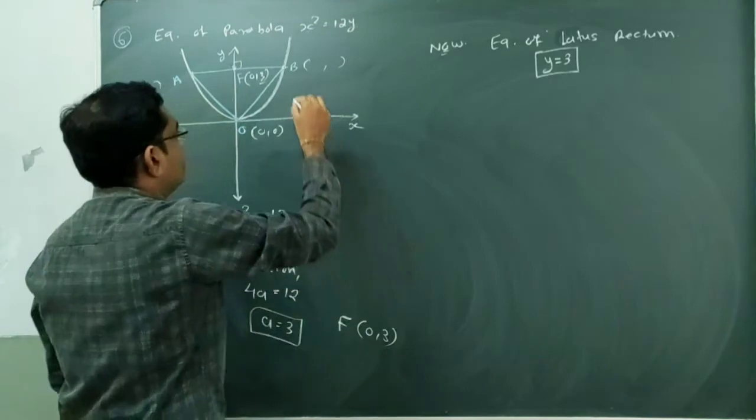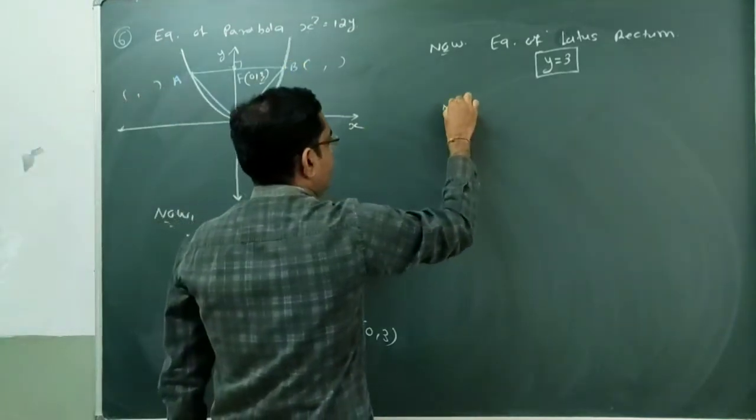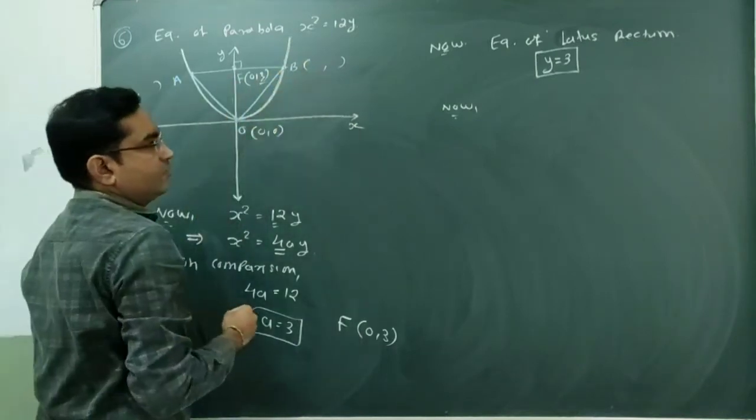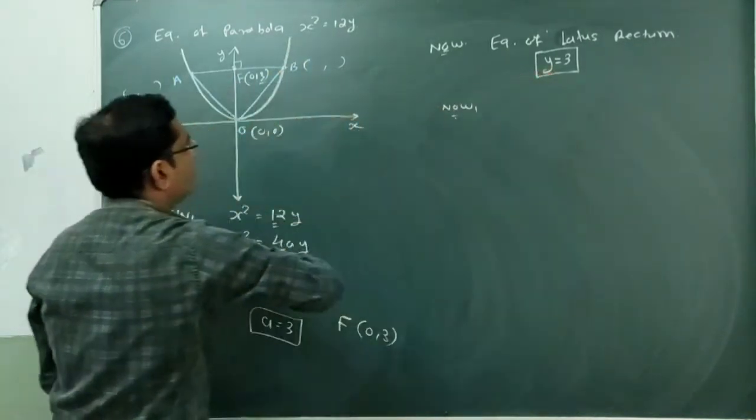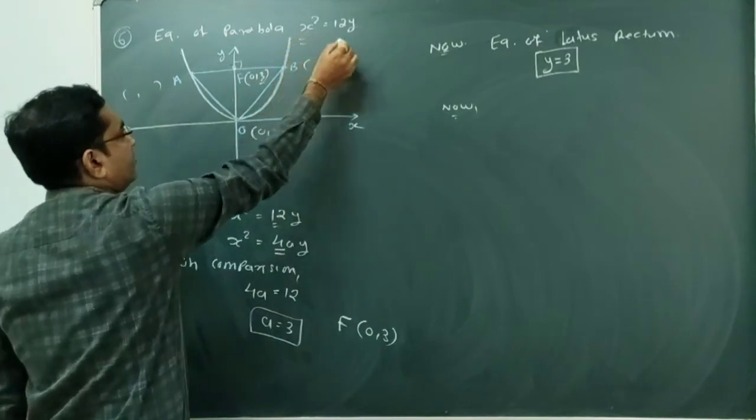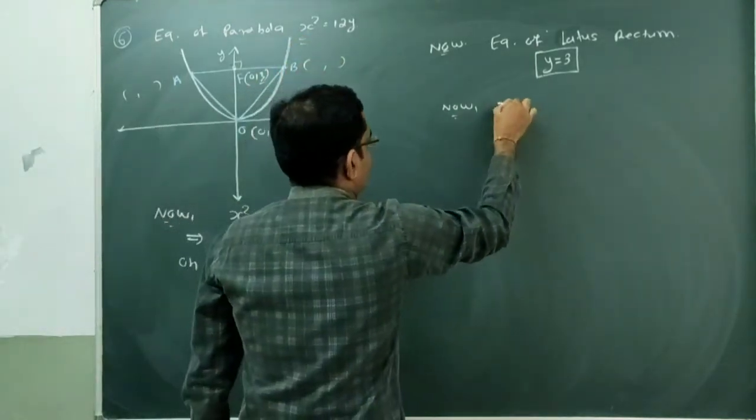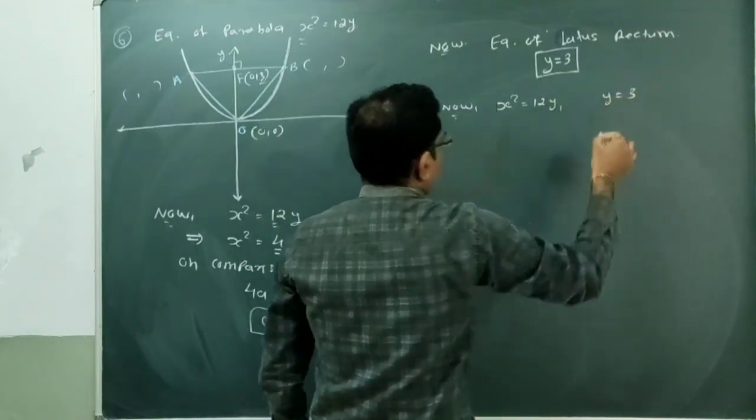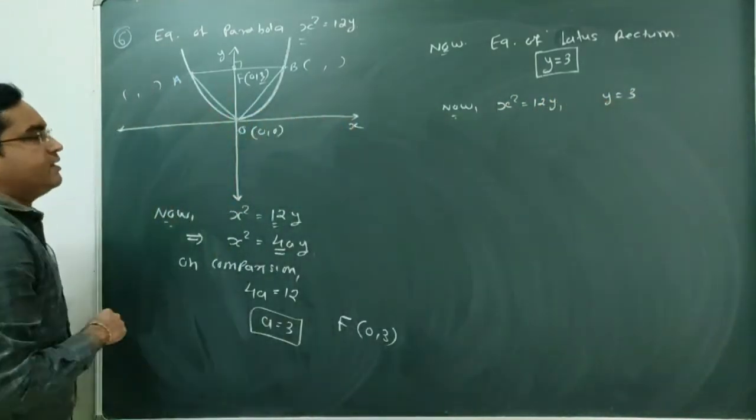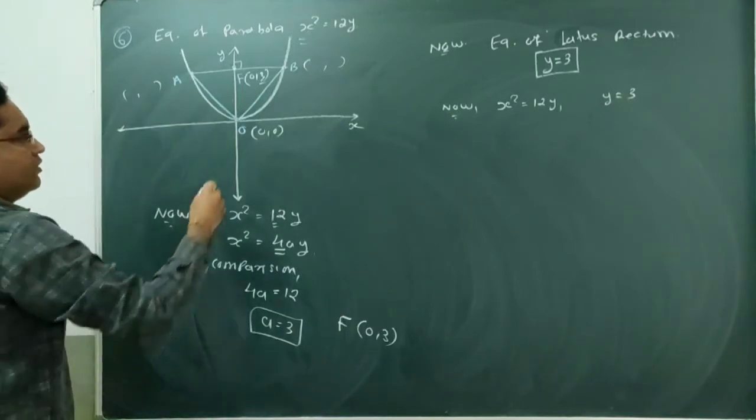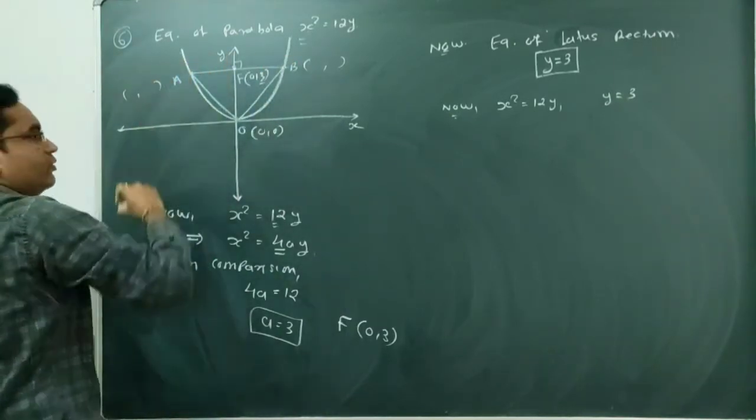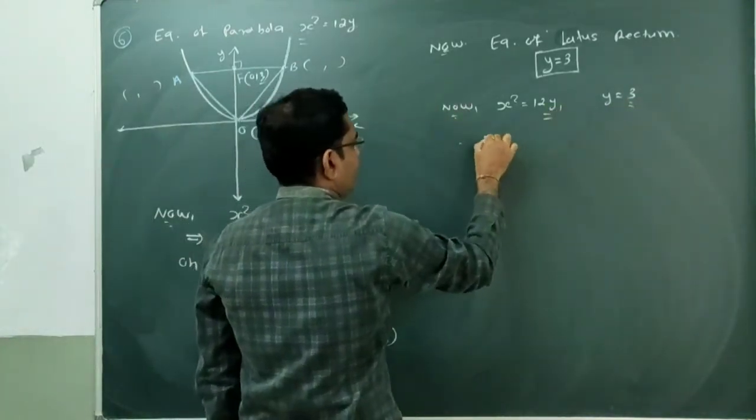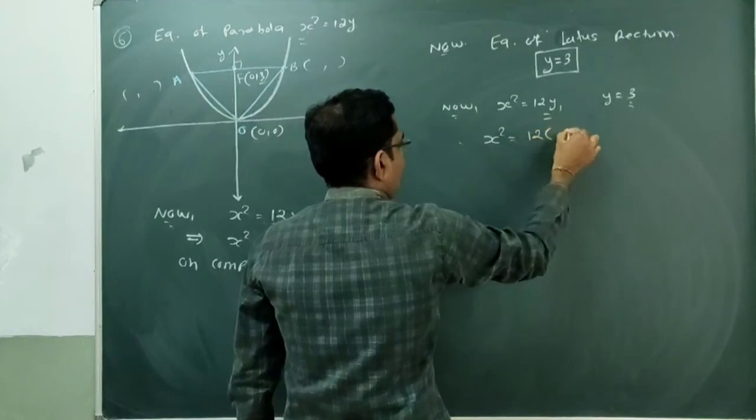So now to solve this, we'll consider the intersection of the parabola and the latus rectum. The equation of the latus rectum is y equal to 3 and the equation of the parabola is x square equal to 12y. Two equations are there. We have to find the intersection points of these two equations, so you will get the coordinates of both this point and this point.